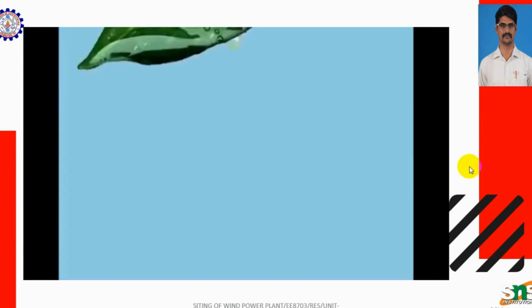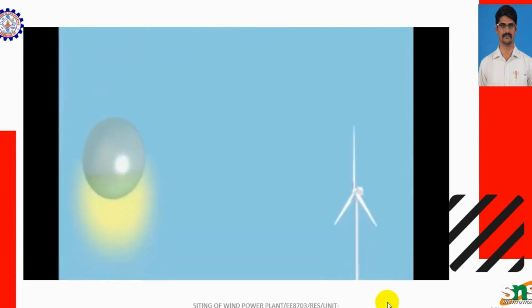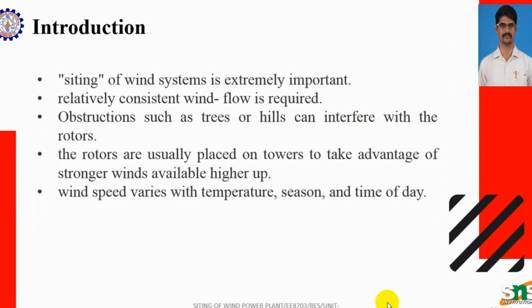So the major issues are that the wind flow should be constant, and we should not have nearby trees or hills which will interfere with the rotation of the rotors. We will be having high-end towers, so strong winds will support it. And wind speed also varies with temperature, season and time of the day, so that also affects it.